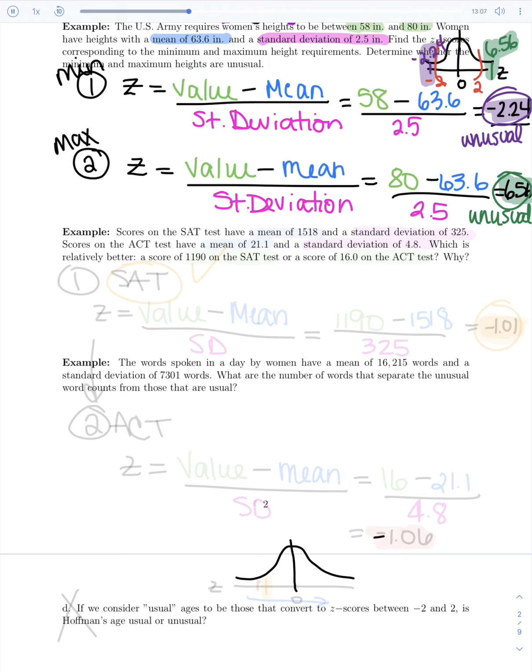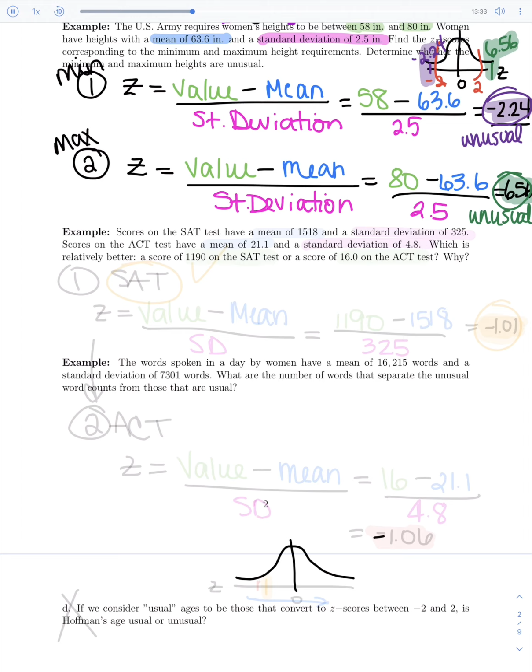This next example is a perfect example of comparing two values that would seem different on face level, but if we turn them into z-values, we can compare them by turning them into the same type of thing. If they're both z's, we can compare them that way. So we have an ACT score and an SAT score, and we want to know which one's better.